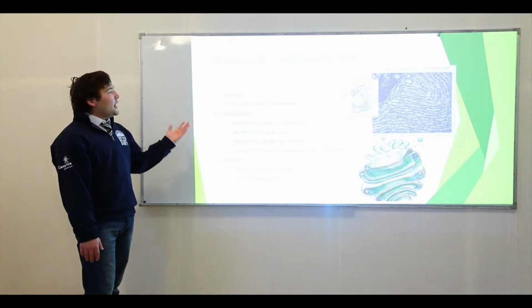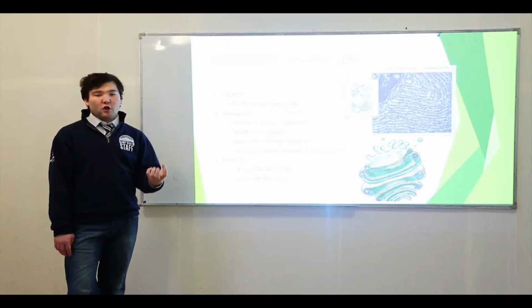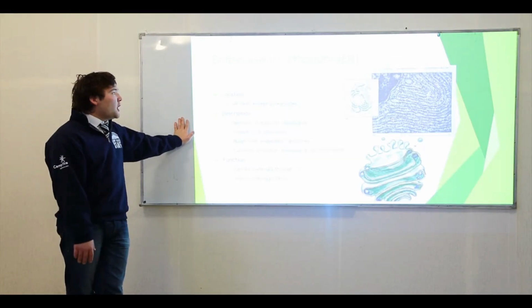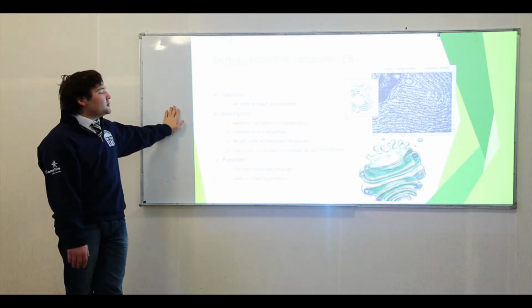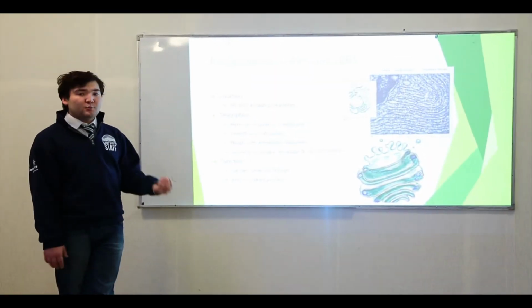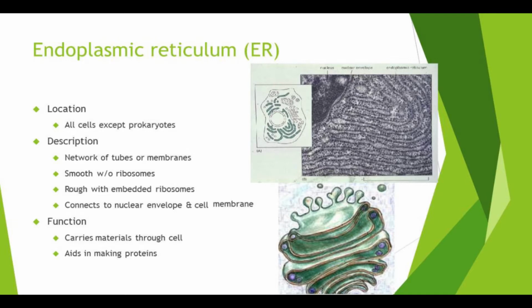Next. So, endoplasmic reticulum. Endoplasmic reticulum is also one of the major organelles in the cell. The location of the endoplasmic reticulum is that it's found in all organisms except for prokaryotes. The short description of the endoplasmic reticulum is that it is a network of tubes and membranes. It has two forms, smooth and rough. Smooth has no ribosomes attached to it, and rough is embedded with ribosomes.